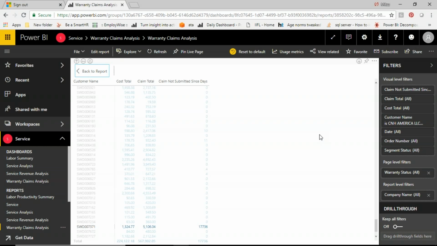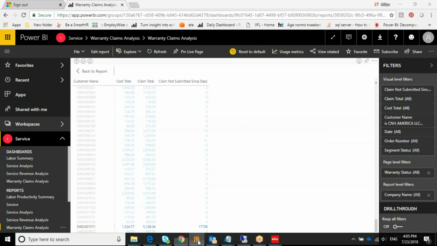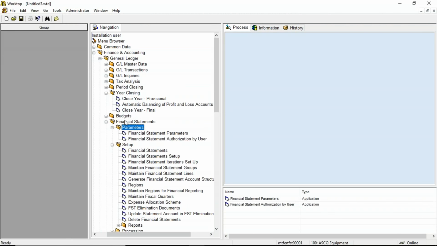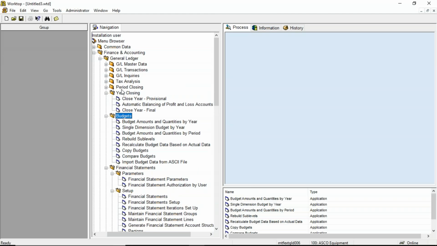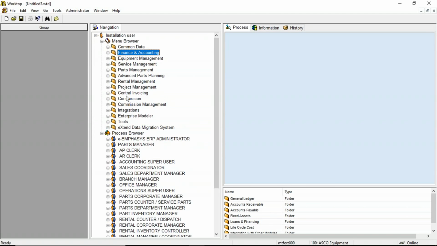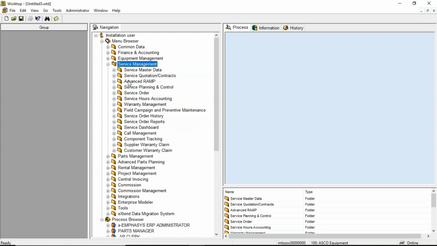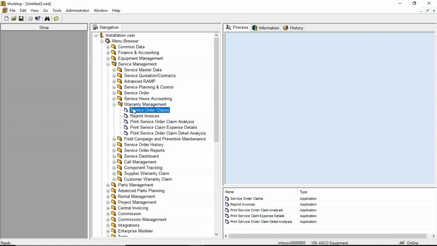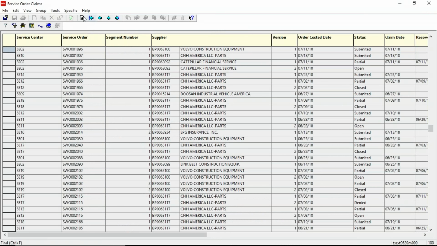(7/11/2018). It's a 5-year claim. So that's the order date. Oh, we need the claim. I forgot how to get there. Work order claims. I can open that quickly. Warranty administration. Claims. Service order claims.